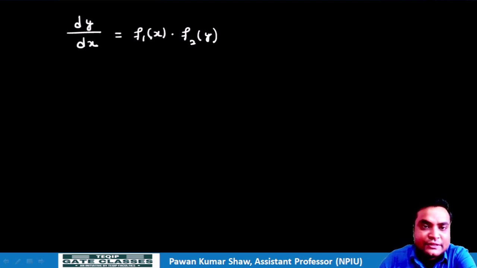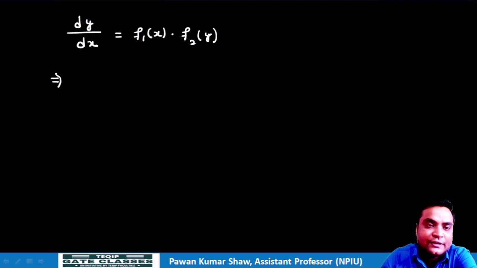So that's why this method is called the variable separable method, so that we can separate the variable x and we can separate the variable y. हम यहाँ पर variable x और y को separate कर पा रहे हैं, so that's why this method is known as variable separable method. So if we are able to separate the variables, then we can write it in two forms, that is, in the form of a function of x and a function of y.